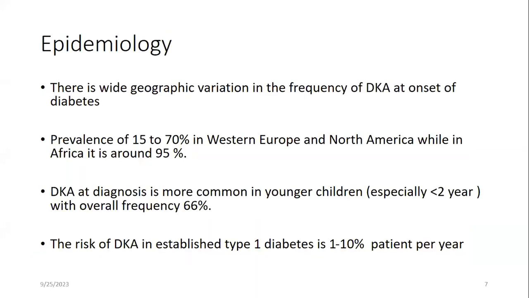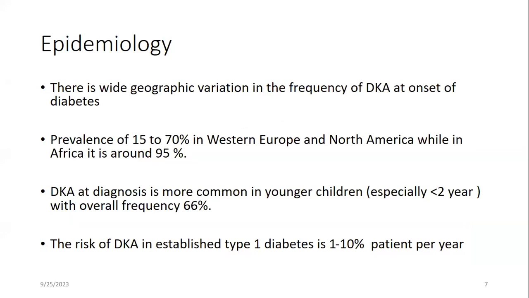In terms of epidemiology, there's a wide geographic variation in the frequency of DKA at onset of diabetes. In Europe and North America, the prevalence has been 15 to 70%. So it is quite common, and most of the time, it occurs at the time of diagnosis. And in Africa, it can go all the way to 95%.